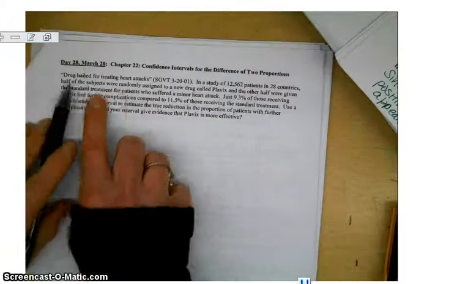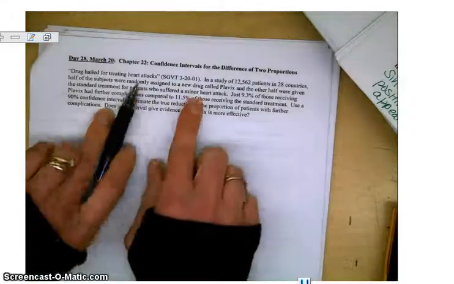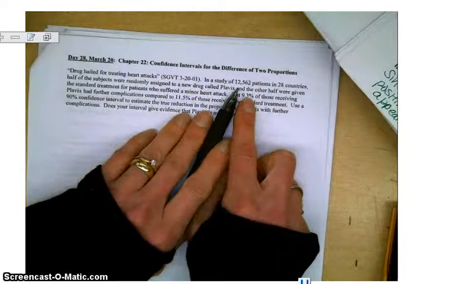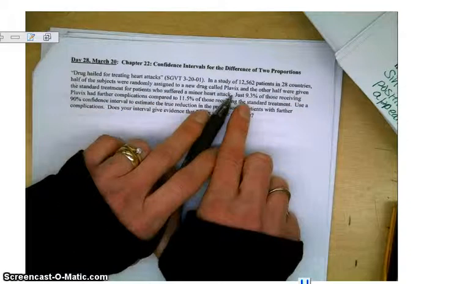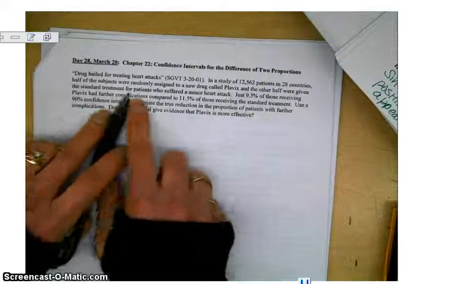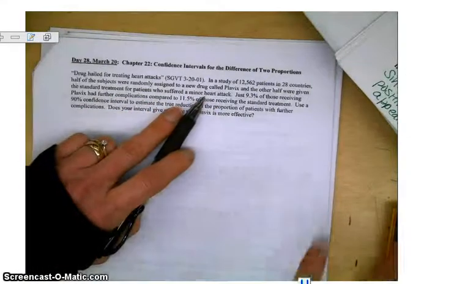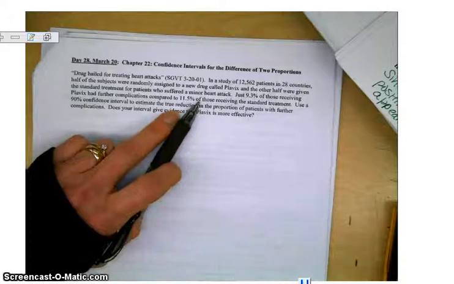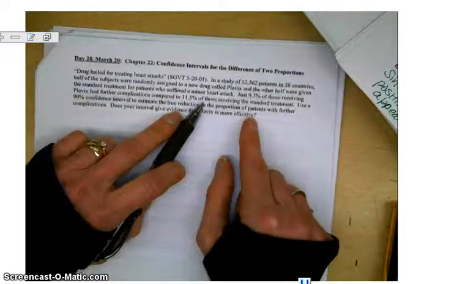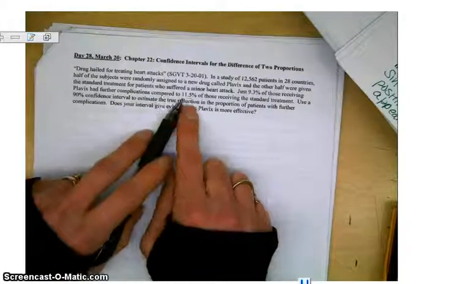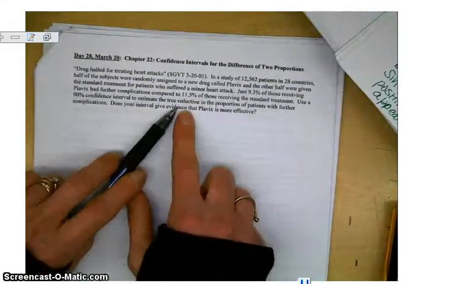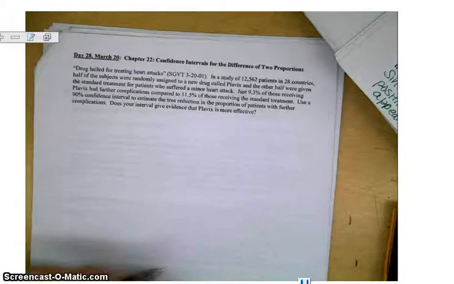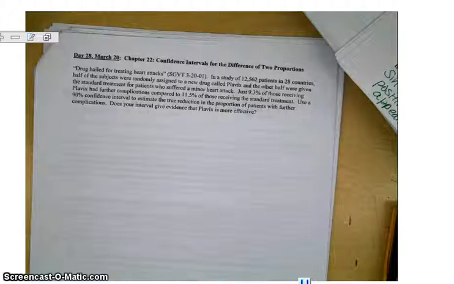All right, so we've got a drug that's hailed for treating heart attacks. This is just where it was at. In a study of 12,562 patients in 28 countries, half of the subjects were randomly assigned to a new drug called Plavix, and the other half were given the standard treatment for patients who suffered a minor heart attack. So two treatments, Plavix, standard treatment. It's like we're comparing a new and an old treatment, which is typically what they do in medicine. Just 9.3% of those receiving Plavix had further complications, compared to 11.5% of those receiving the standard treatment. Use a 90% confidence interval to estimate the true reduction in the proportion of patients with further complications. Does your interval give evidence that Plavix is more effective?